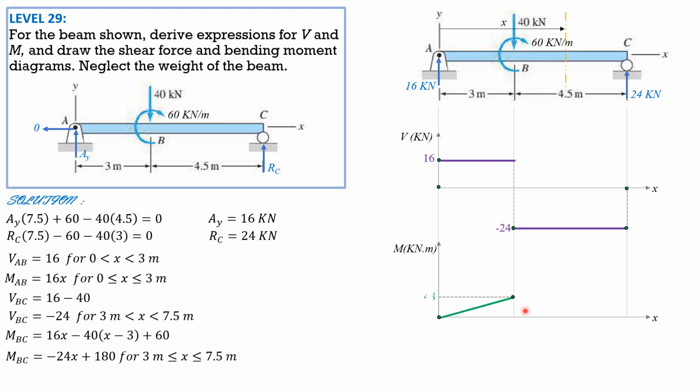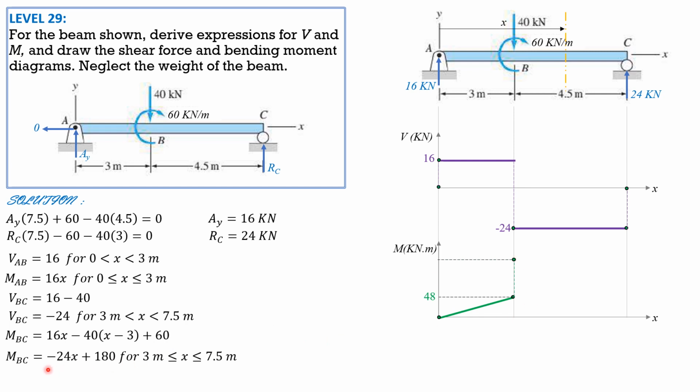So we have 48 there. Then when x is 3 just to the right, this is 0. So 16 times 3, 48 plus 60, 108. So it changes abruptly to 108.